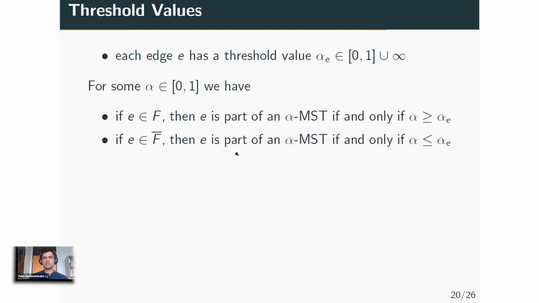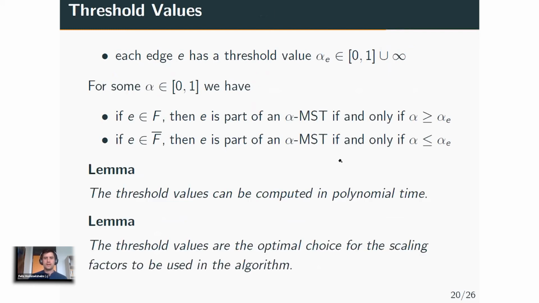So here we can see the threshold values. It's again the definitions, precisely what I've said before. And now we have some very nice lemmas. First, these threshold values we can compute in polynomial time. And furthermore, the threshold values are the optimal choice for the scaling factors to be used in the algorithm. So if you have the threshold values and you add some more scaling factors, the algorithm will not be better. So that's an important property.